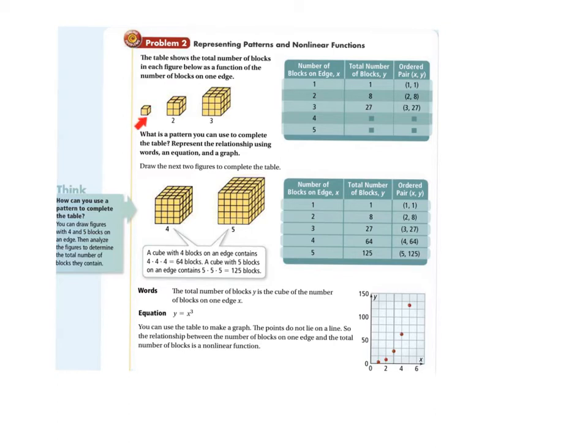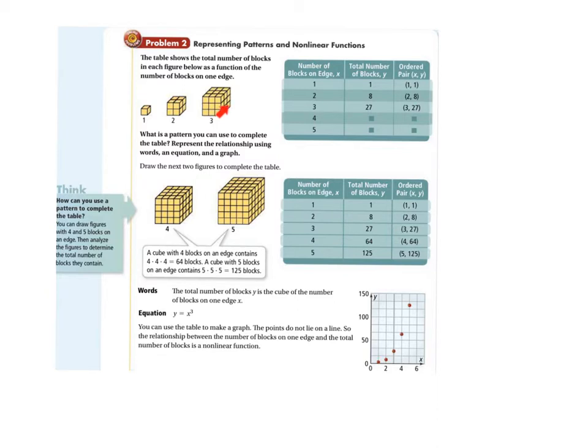One edge, you have 1 block. 2 edges, you have 8 blocks. 3 edges, you have 27 blocks. And we can see that here, that pattern. And obviously an ordered pair. What is a pattern you can use to complete the table? I'll give you a hint. You're going to want to start thinking about squares and cubes of some of these.